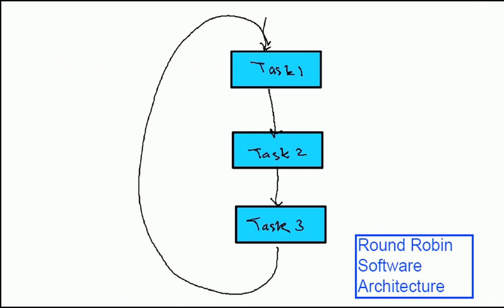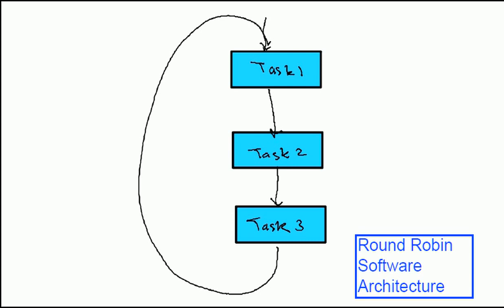This is a slide from a previous lecture, just to remind you of what round robin is. As you see, in round robin, all the tasks are cyclically run by the main code, one after the other, one after one. So no priority is given to any task over the other task codes.